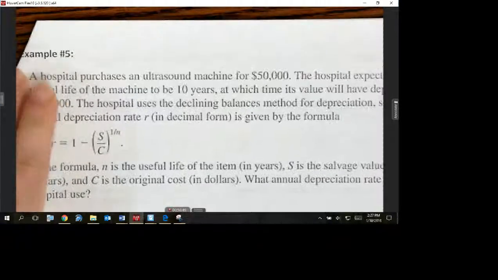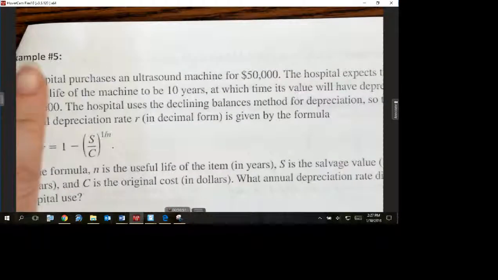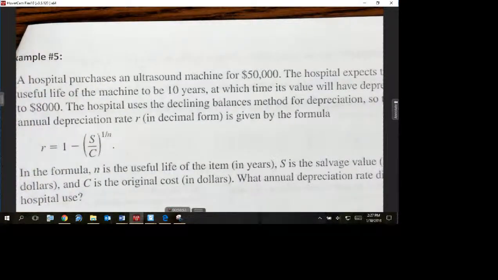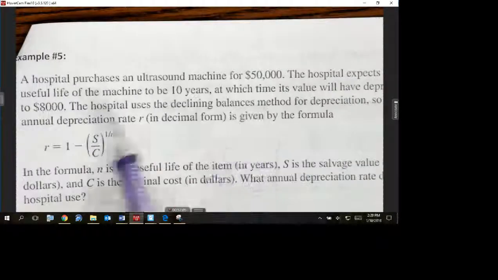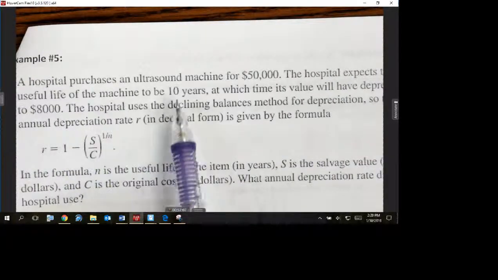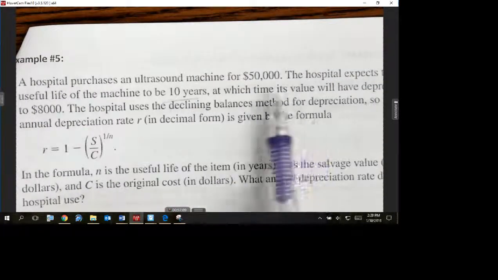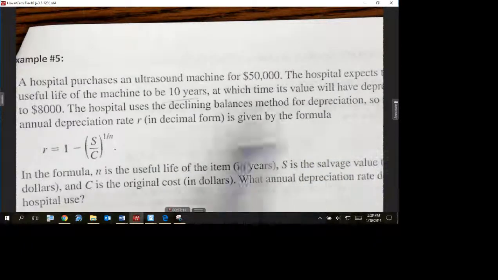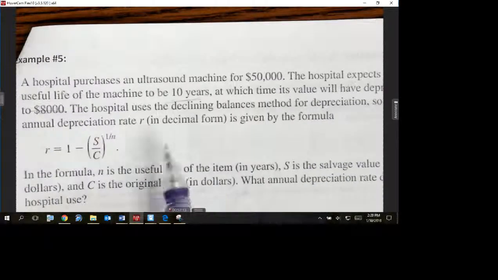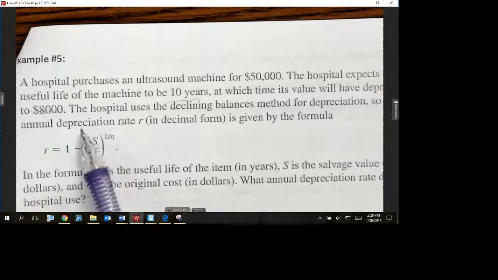This one is just a formula where we're plugging some stuff in. We got time. A hospital purchased an ultrasound machine for $50,000. That is its original purchase price. And the hospital expects this to be useful for 10 years, at which time its value would have depreciated to $8,000.